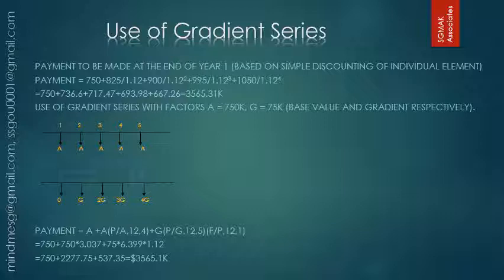The way we have written the gradient part, P over G, 12 and 5. This gradient series is for a 5-year period. That's how gradient works. So first you're getting the present value. That brings it to beginning of the plan period. Then we are moving it to one time period in the future because our decision is being made end of year 1. So that's the reason why in the third term we are multiplying it with F over P, 12 and 1. And if you compute, the number comes out to be the same, 3565.1K. So you can see a little bit of rounding difference. So that's recognizing gradient series explicitly, and using the factors base value and gradient value.